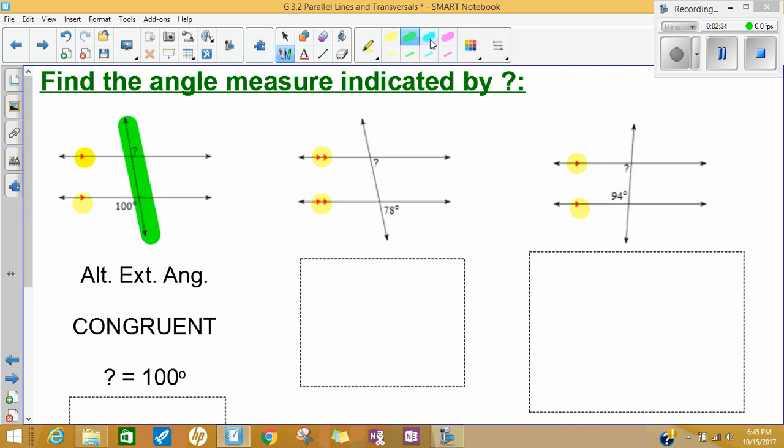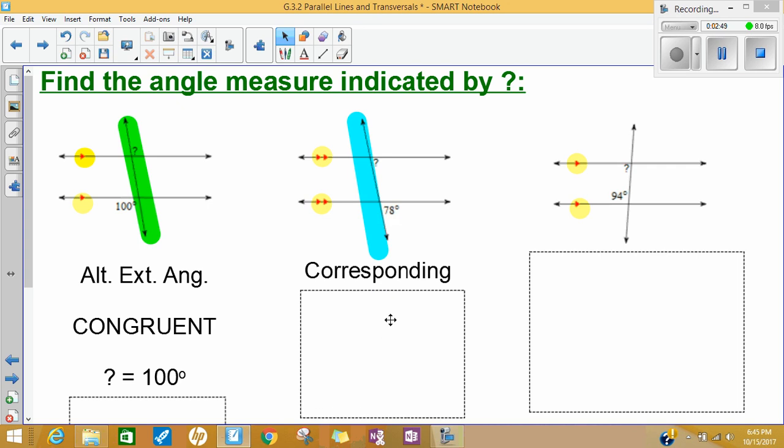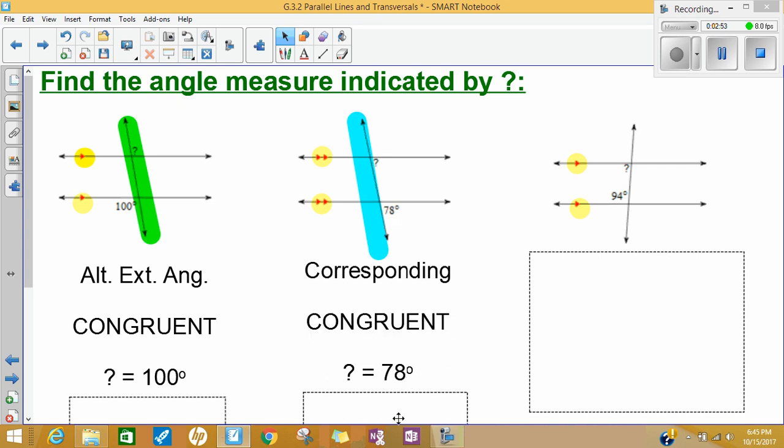Here our angles are on the same side of the transversal. One of them's interior, one of them's exterior, and they're both in the different groups or banks of 4 angles. These 2 are corresponding angles, which makes them congruent to each other. So the question mark is 78 degrees.